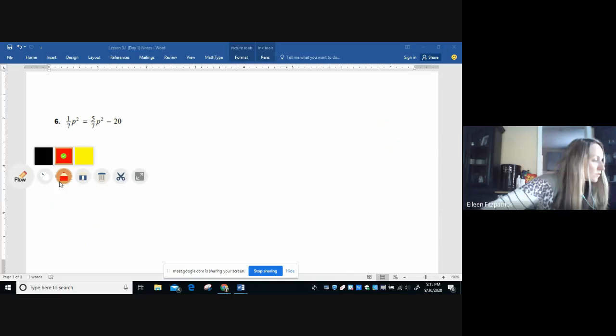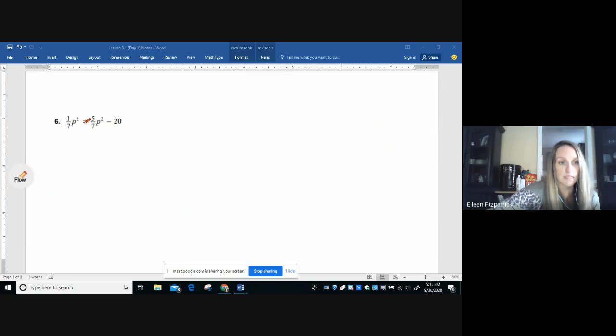All right, so for this last problem, we're going to solve for p. So we want to get p by itself. I see p squared on both the right and the left. I could subtract the 5/7 p to the left or subtract the 1/7 p squared to the right. But if I did that, if I move this to the right, I then have to move the 20 to the left, which would be fine. It just depends on if you want to keep everything positive or not.